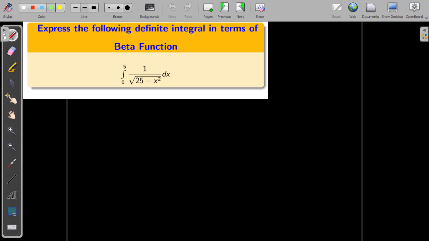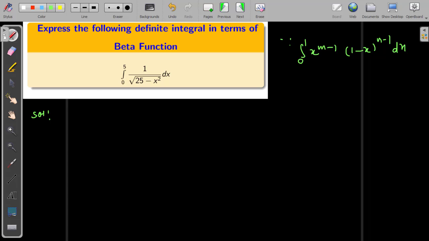Once again, the beta function definition is the integral 0 to 1 of x to the power m minus 1 times 1 minus x to the power n minus 1 dx. So we need to express this definite integral in this format. Okay, we will proceed to the solution.